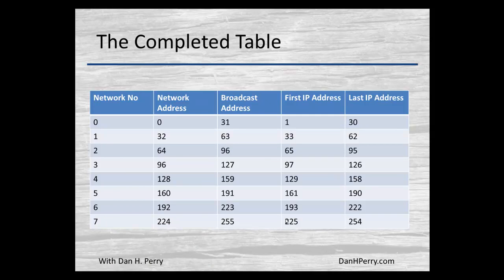We can see, as we look through it, that our network addresses start at 0, increasing by 32 each time. Our broadcast addresses started at 31, which is one less than network 1, and that also increases by 32 each time. Our first IP address is always one more than our network address, and our last IP address is one less than the broadcast address for that network.